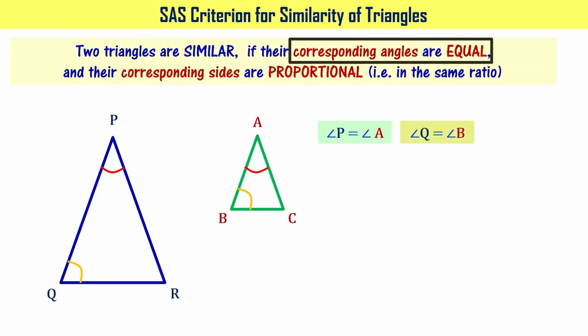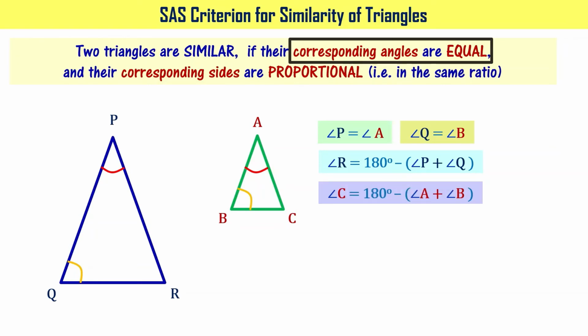And we know that the sum of the angles of a triangle is 180 degrees. It means if I consider triangle PQR, I can write angle R equal to 180 degrees minus (angle P plus angle Q). Similarly, for triangle ABC, I can write angle C equal to 180 degrees minus (angle A plus angle B). And we have seen that angle P equals angle A and angle Q equals angle B. When I substitute them into one of the equations, I get angle R equal to angle C. So we have shown that the corresponding angles of these two triangles are equal.